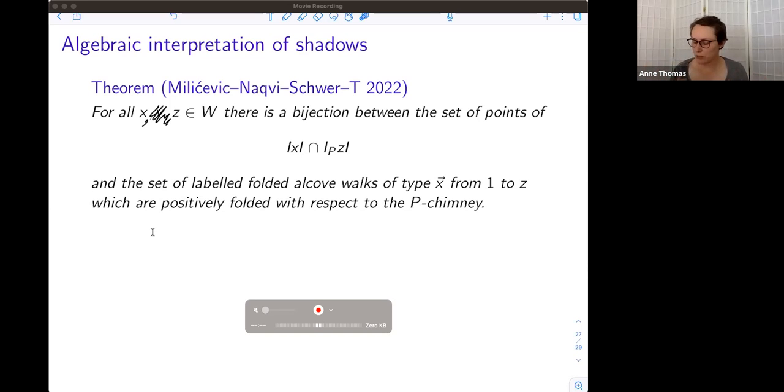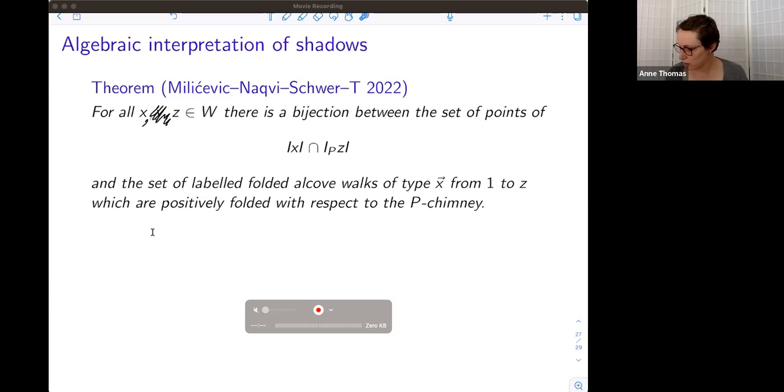And the folded galleries, which are positively folded with respect to the P chimney. So given a parabolic P, that actually determines a chimney in a natural way. And so these chimney retractions and our recursion actually give you a concrete way of computing these double coset intersections.